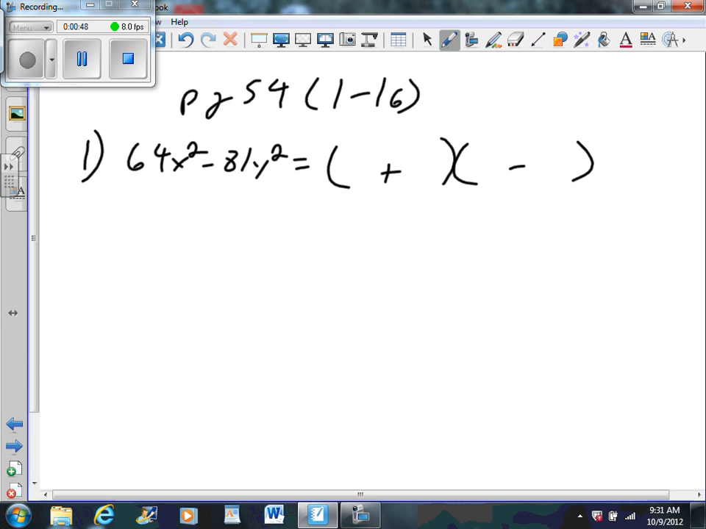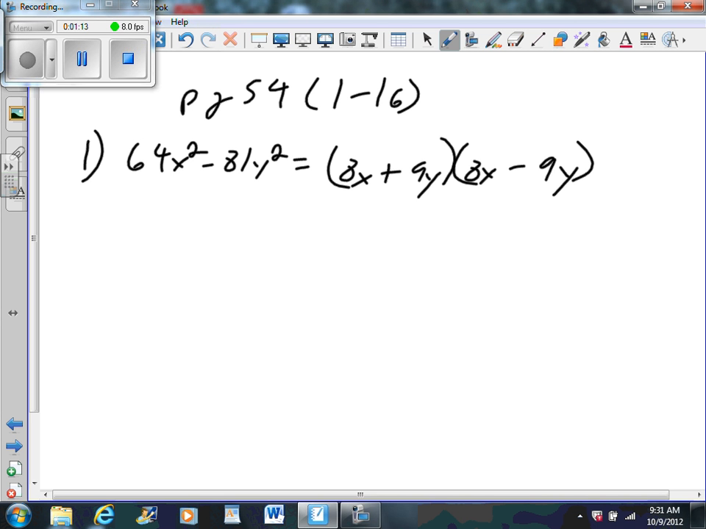Every one of your answers should look basically like this. Difference of two squares, factors like this. Square root of each one, 64 and 81, right? We've got 8x plus 9y, in this case, and 8x minus 9y. If you've got any other type of a format to your answer than this, that's not right.